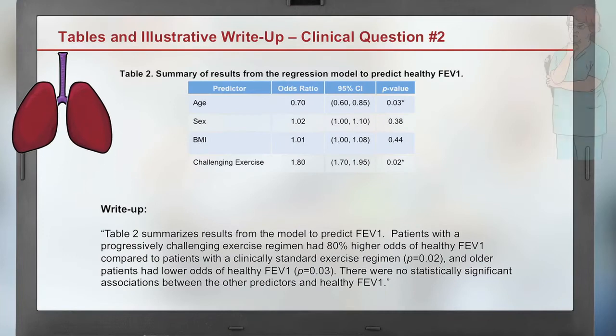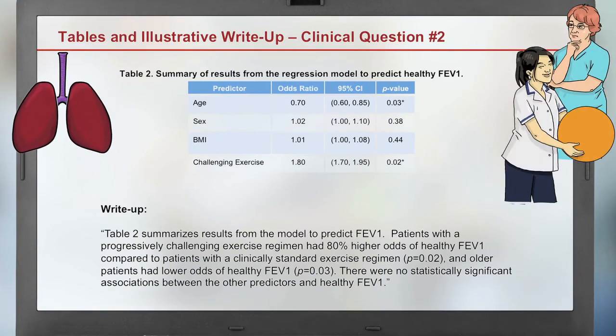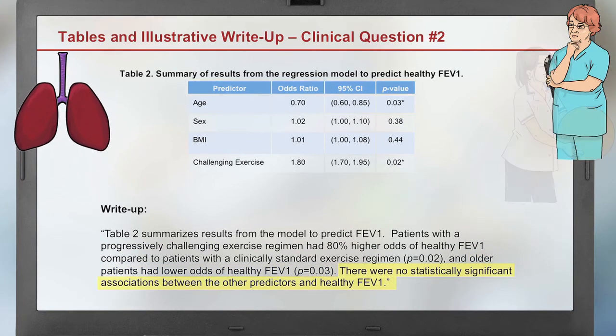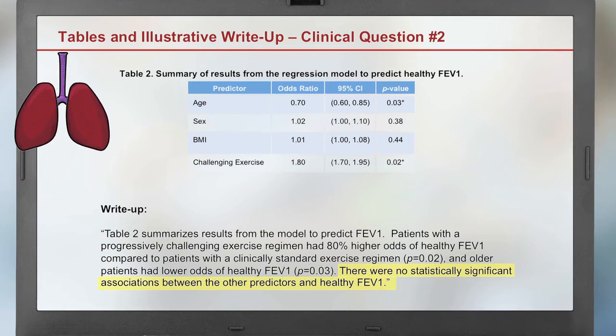This illustrative write-up incorporates one of the tables from Clinical Question 2. The write-up starts by referring to the table. It then reports statistically significant associations between a progressively challenging exercise regimen and healthy FEV1, and age and healthy FEV1. The write-up concludes by stating that there were no other significant associations between the other predictors and the outcome.